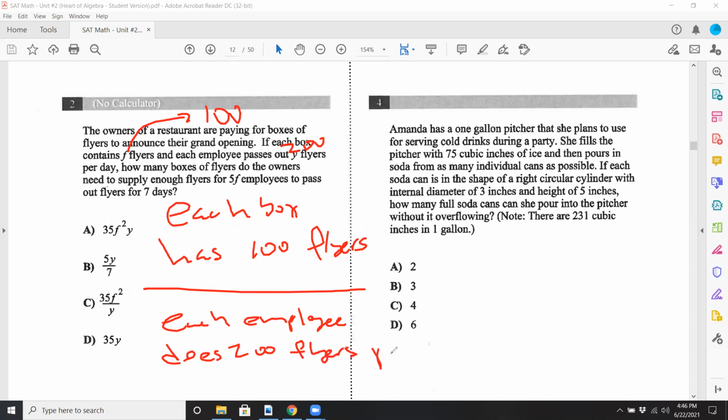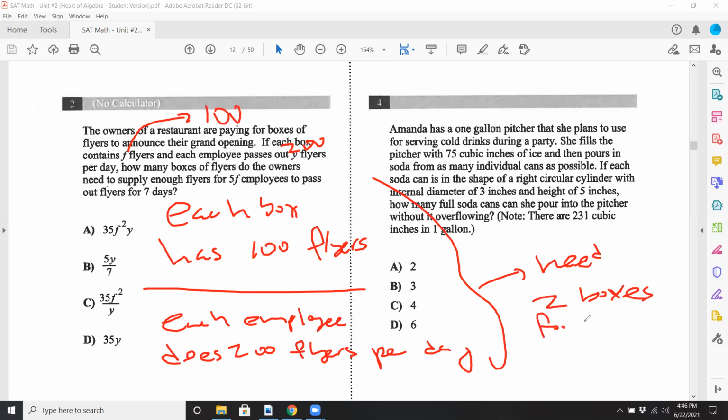Okay. So if that's true, we need 2 boxes for each employee, right? If I give a box to an employee, he passes them out and says, hey, I need more. Okay, here's another box. Okay, now I'm done for the day. We just have 2 boxes. Here are your 2 boxes, go. He does 200 flyers in that day. Great.